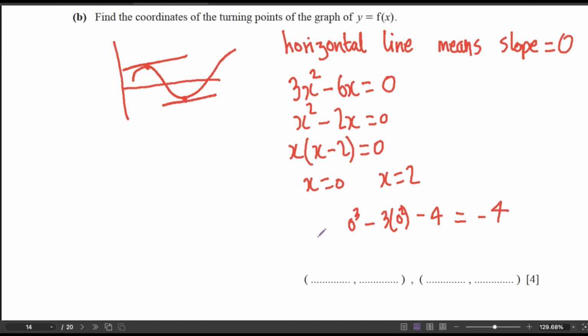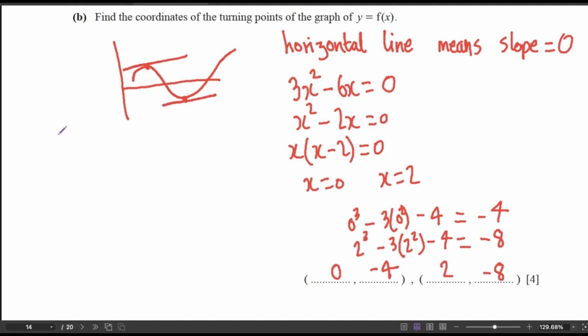And then when x is equal to 2, you would have 2 cubed minus 3 times 2 squared minus 4, which is equal to 8 minus 12 minus 4, which is equal to negative 8. But that's it. Those are your coordinates. You have 0 and negative 4, and then you have 2 and negative 8. And you have to make sure that you match the correct coordinates. You can't do 2 and negative 4. You can't do 0 and negative 8. You have to make sure that you match what's happening.